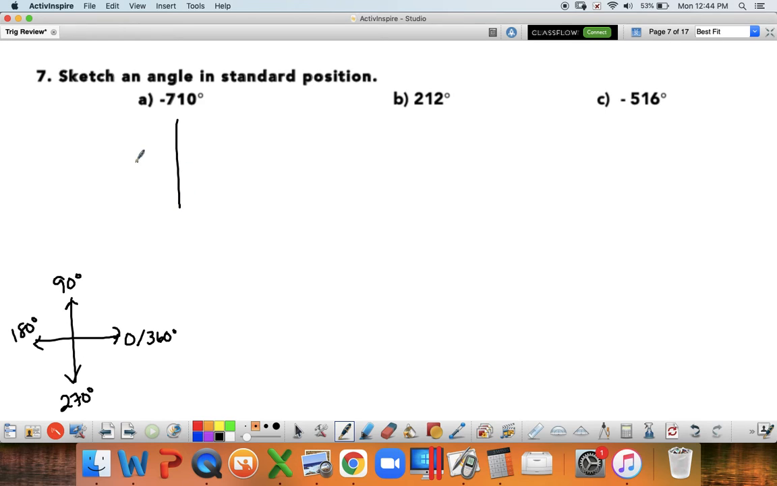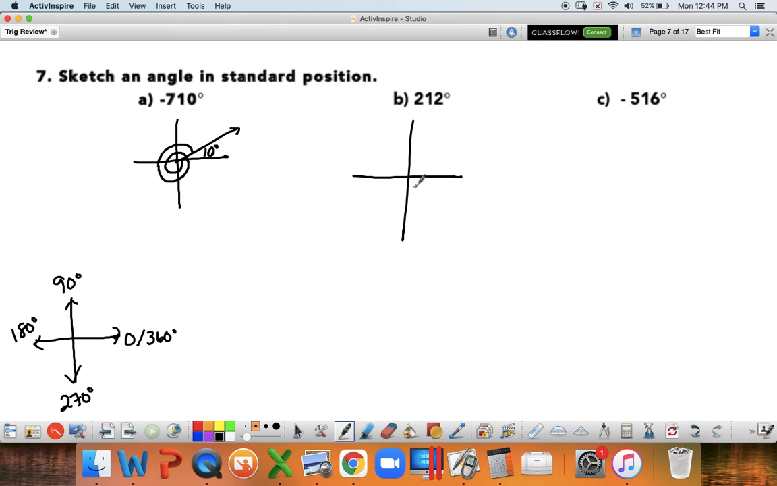So for negative 710, I'll start here and I'm going to be going clockwise because it's negative. So I go around once, that's 360, and then I need to go another 350. So not a full turn around, almost all the way around, but I have 10 degrees left over there. So that is where my angle is. Now, when I ask you to do this, really what I'm looking for is, have you drawn the angle in the correct quadrant, right? So don't worry about if your line's up here or over here. I'm trying to check, did you put this angle in quadrant 1? Because really we're sketching it. I know it's not going to be perfect.